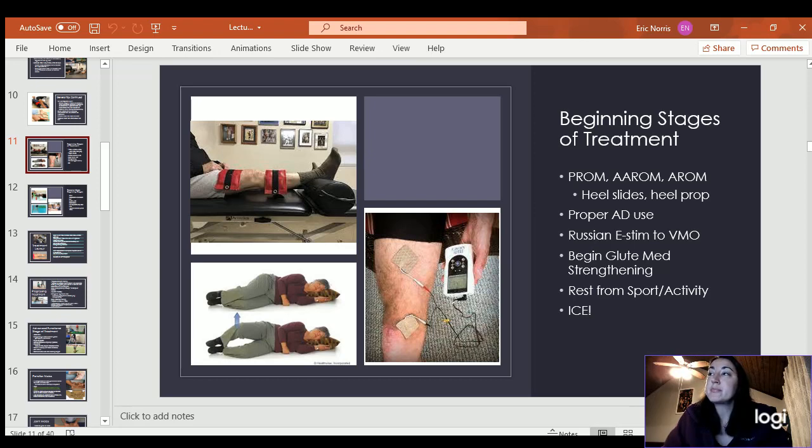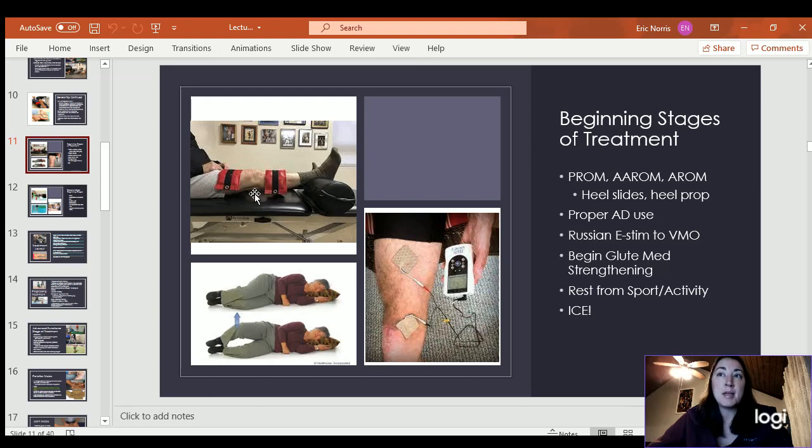But heel slides and heel prop are often good. So typically with heel slides, you have a towel under your heel and you're sliding it back and forth to begin some flexion and extension, active assistive range of motion. Heel prop is just what's seen in the picture, where there is a towel roll or bolster under the heel, and gravity is just pushing the knee into extension.